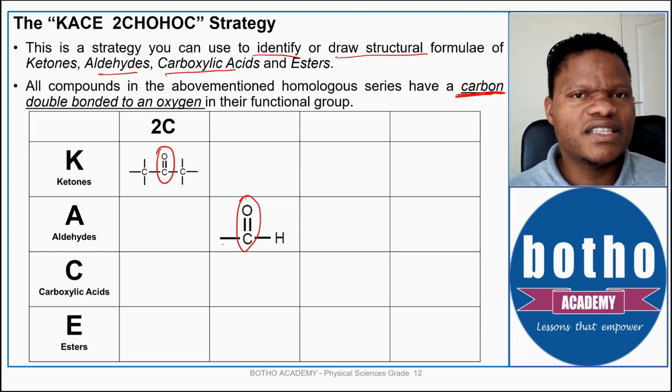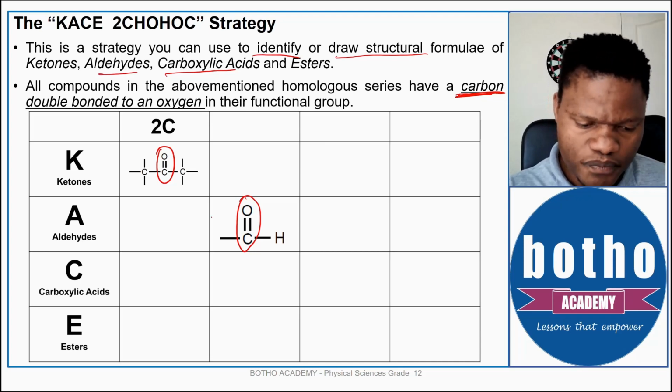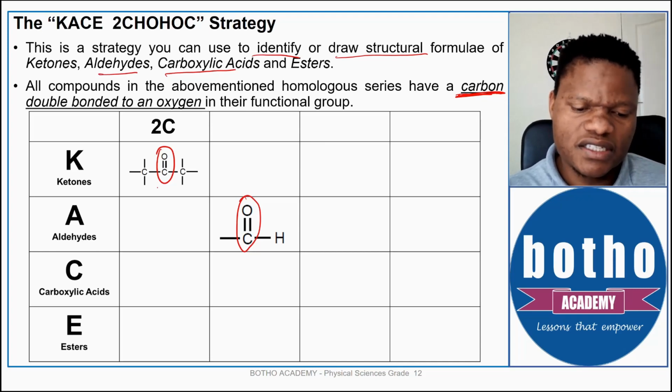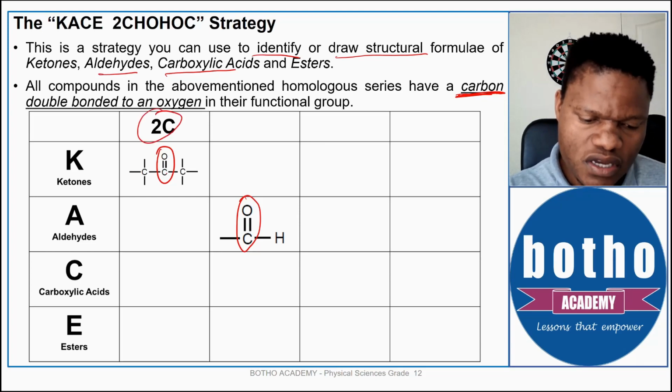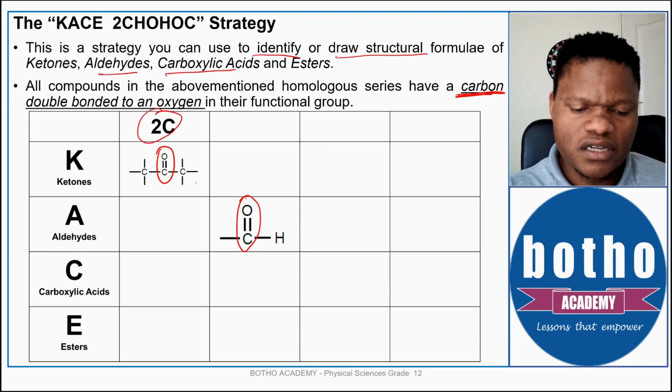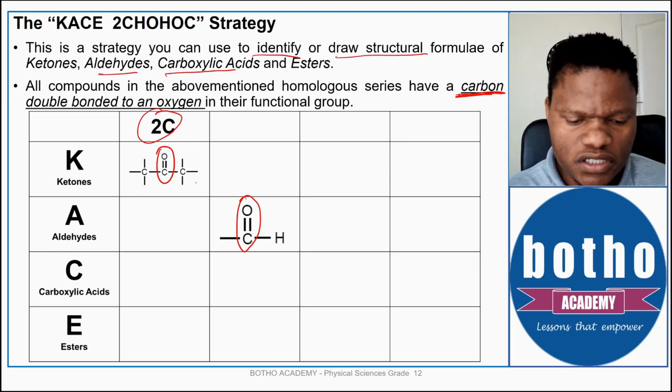But then what is it that is different between these 2, between the ketones and the aldehydes? The ketones have 2 carbons, 1 carbon on either side of the carbon double bonded to the oxygen.